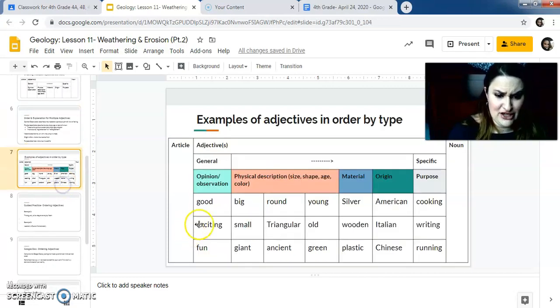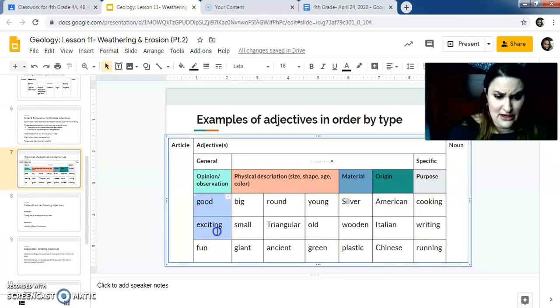Opinion, observation adjectives are like good, exciting, fun, boring, things that are obviously not true for how everybody feels about them, but they're true for however the speaker, whoever is talking, their point of view is how they feel about them. Good, that's an opinion word. Exciting, fun, boring, bad, lame. Those are all examples of opinion and observation adjectives.